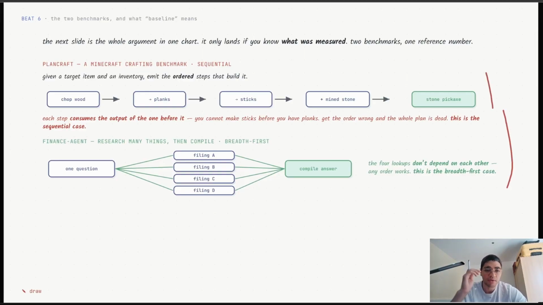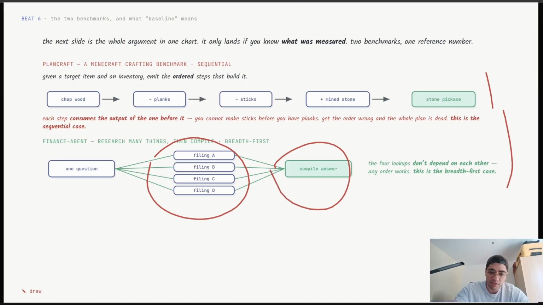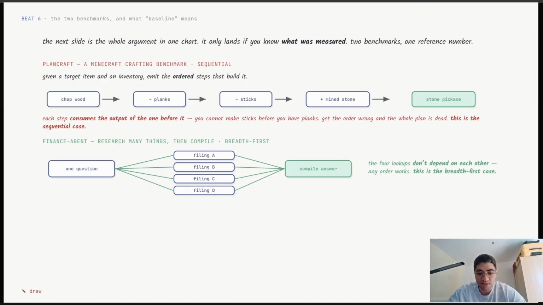But now we have another benchmark, and this is something that you can see more in finance. And this is the finance agent. This is another benchmark. For example, you have 4 different filings, and you have one research question you need to go and find out the solution for. And this is the good old answer. The thing here is that any order works. It doesn't matter if I'm doing filing D before filing A. So it's very parallelizable. So this is more breadth first, and this is a depth first question.